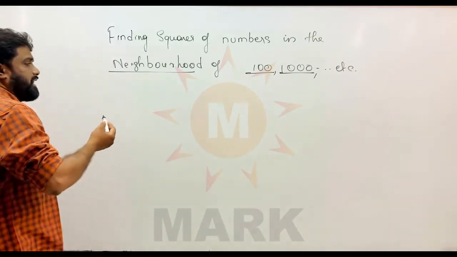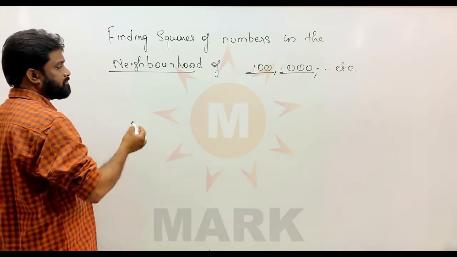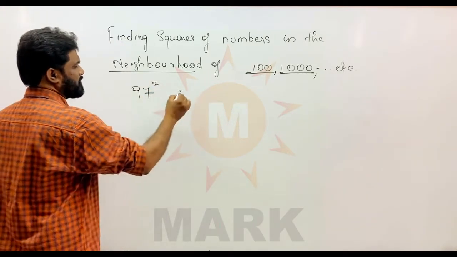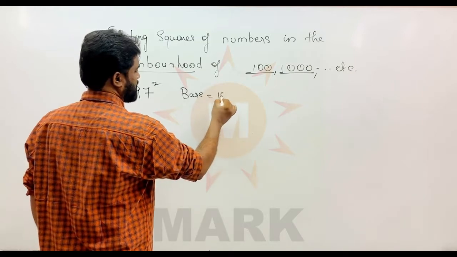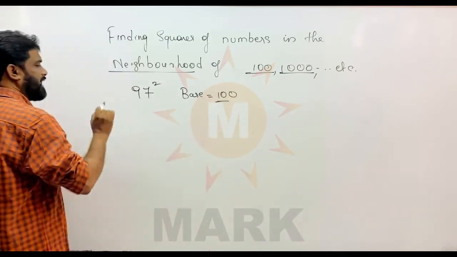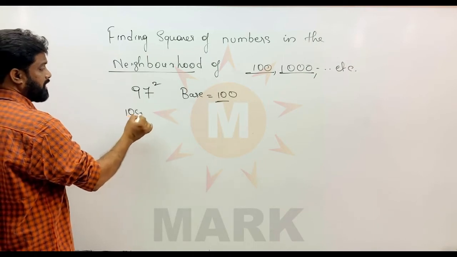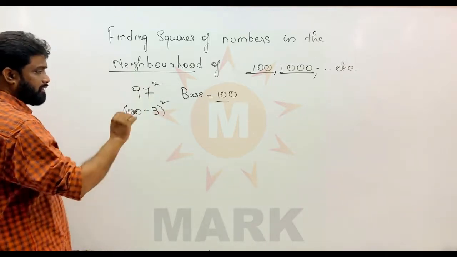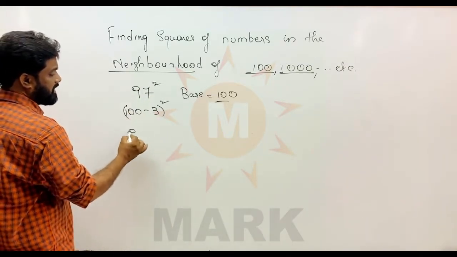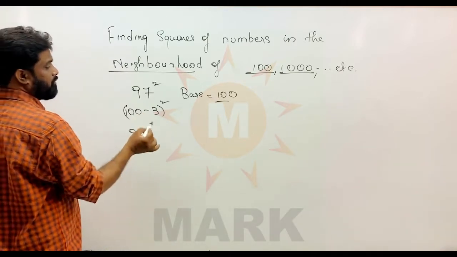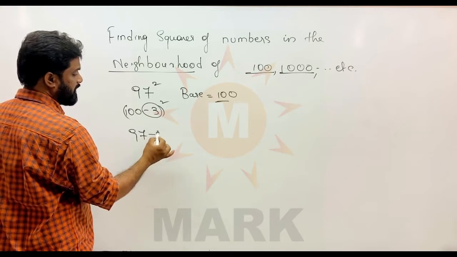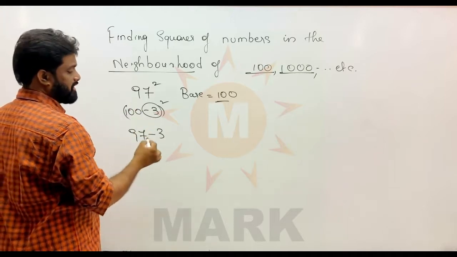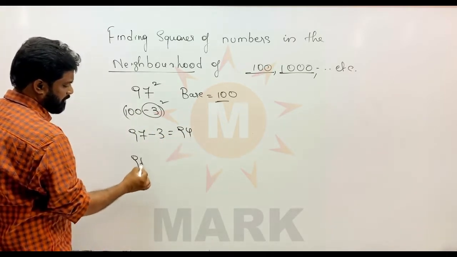Suppose, my dear friends, I am taking a number in the lower neighborhood first. Suppose I need to find the whole square of 97. The base is 100, that means it is in the neighborhood of 100. 97 we can assume as 100 minus 3. How we have to do the calculation, I will tell you now. First write 97, and whatever the deficiency is from 100, this minus 3, you write here: 97 minus 3. Given number minus deficiency, that is 94.